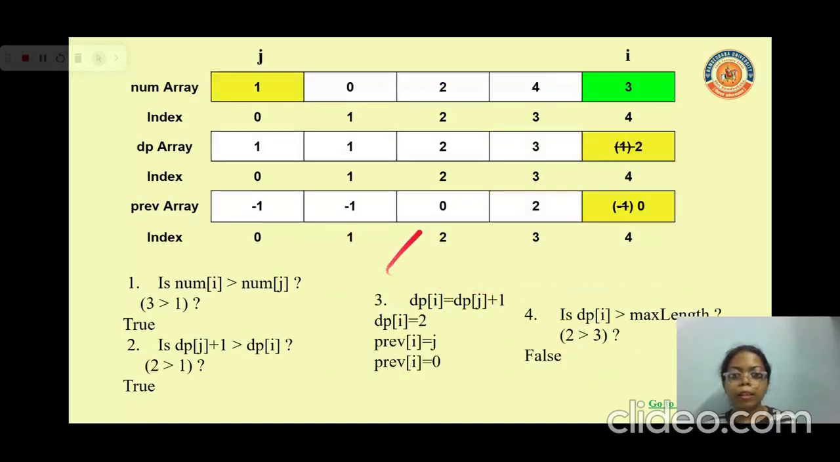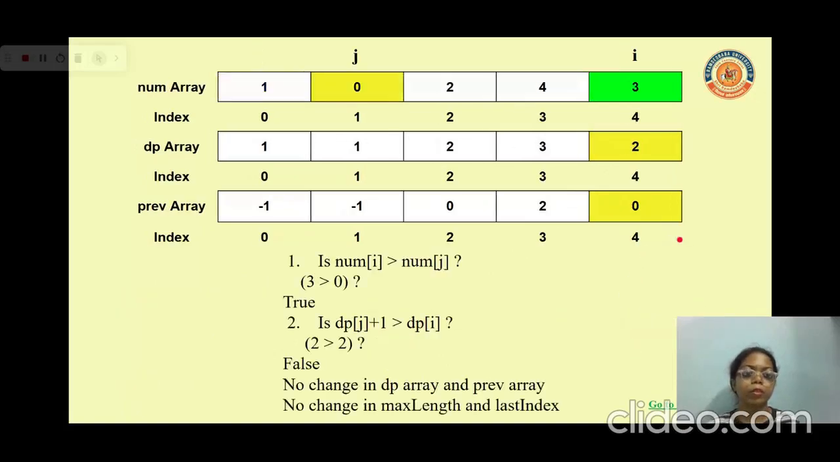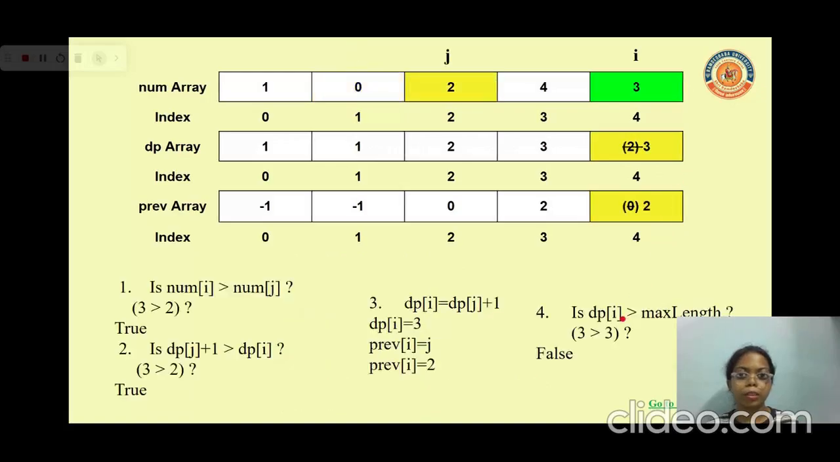So again I am checking for this. Is 3 greater than 1? Yes. And is 1 plus 1, 2, greater than 1? Yes. I will update this, but max length will not update because I have already got a subsequence of length 3. I will check for this position, 3 greater than 0, and 1 plus 1, 2, is not greater than 2, so I will do nothing.